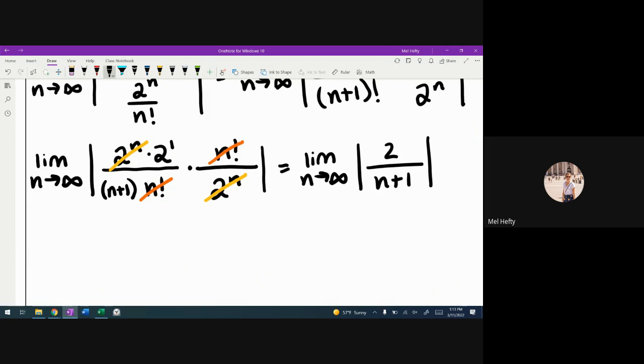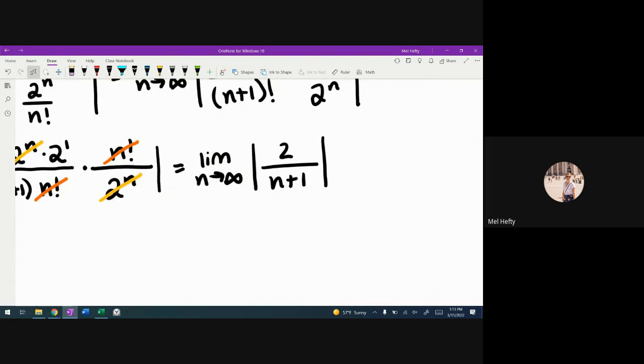I think now that I can probably figure out where this limit goes. All right, I am also convinced. 0. I'm taking 2, dividing it by something that's approaching infinity. Bottom's getting real big, top's not changing, so I get 0.